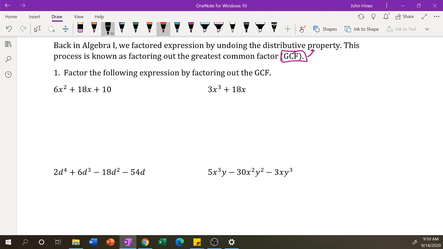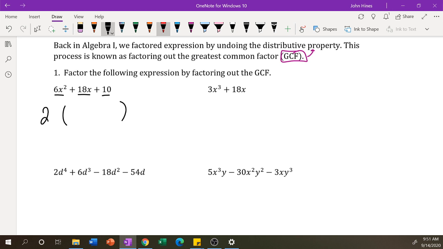So if I had this trinomial here, 6x squared, 18x, and 10, we need to ask ourselves, what can I divide all of those terms by? What was distributed in? What can I undistribute from this polynomial? So I look at the numbers, 6, 18, and 10. What can I divide 6, 18, and 10 by? Not 3. I'm thinking it's just 2. So I'm going to undistribute a factor of 2 from that expression.